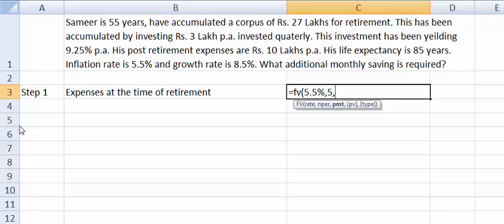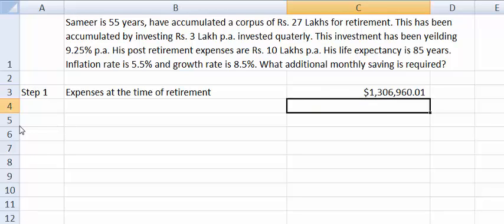We have a PMT which will not be there, because always remember we are comparing expense today vis-a-vis expense 5 years down the line. Today's expense is 10 lakh, and since there is no PMT, type is not required. Bracket close, enter. So this is the answer for our step 1. 13,06,960 is what is required in the year in which Samir will retire. Right? So this is our step 1.